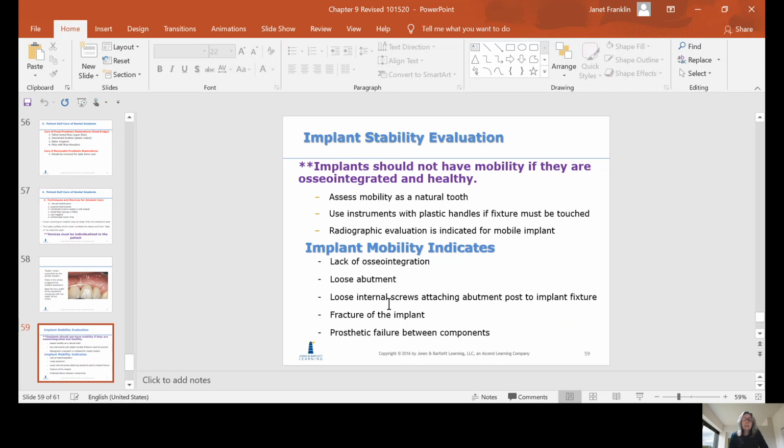Implant stability evaluation. Implants should not have any mobility if they are osseointegrated and healthy. So at each appointment, you're going to assess for mobility. How are you going to do that? You're going to take two dental instruments, and you're going to place them on the crown on each side, one on the buccal, one on the lingual, and you're going to slightly rock them.